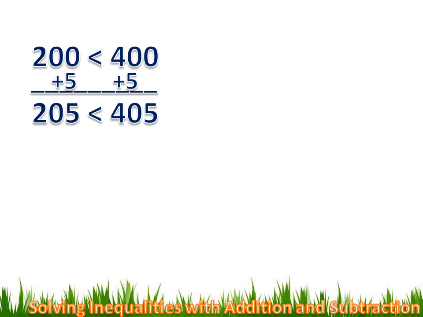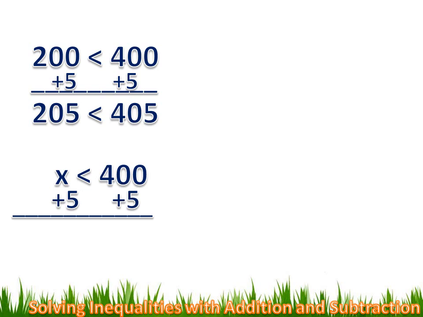Well, what if instead of 200 is less than 400, I have x, a variable, is less than 400. Could I add 5 to both sides of that? Sure I could. I could say x plus 5 is less than 405.